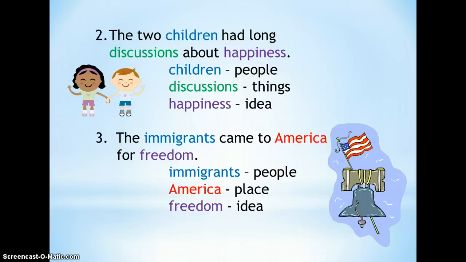The two children had long discussions about happiness. Children are people, discussions are things, happiness is an idea. The immigrants came to America for freedom. Immigrants name people, America names a place, freedom names an idea.